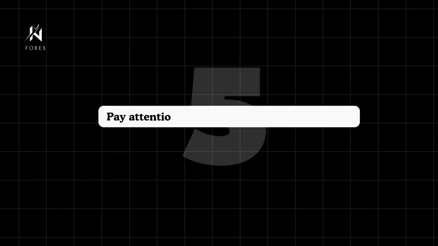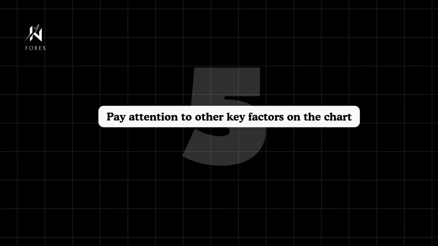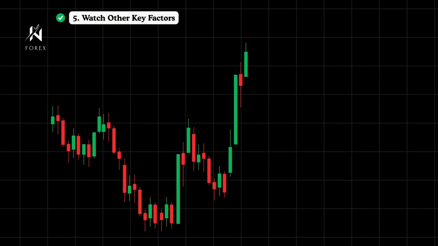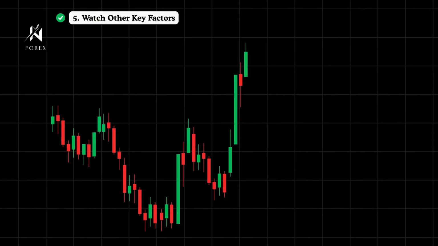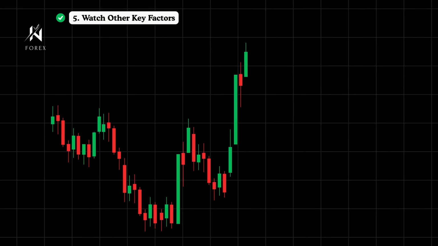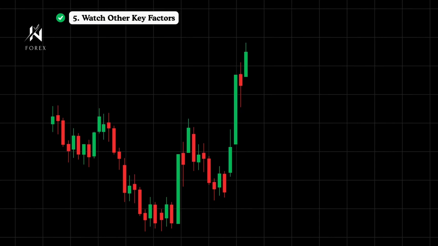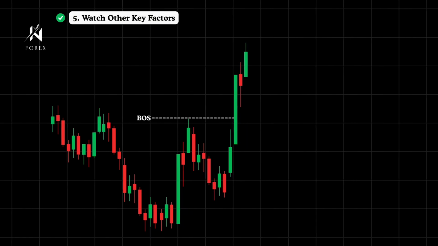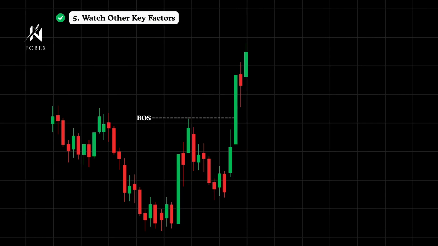Number 5. Pay attention to other key factors on the chart. To identify a high probability trade entry setup, you must look for multiple confirmations before entering. Only then can you avoid getting trapped in the market. For instance, here, after forming a valid break of structure, the price moves downward and triggers this stop loss area.